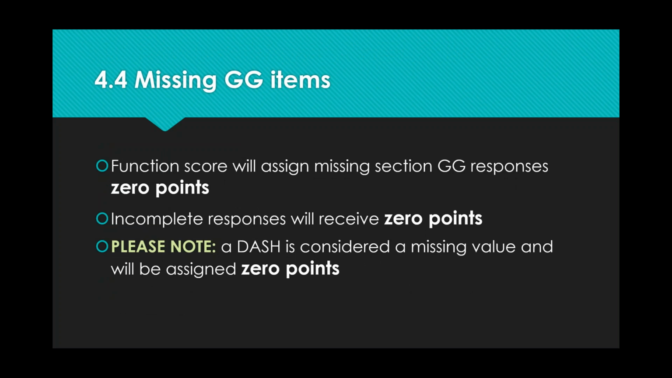Now this is going to be something that we're really going to have to focus on over these next few months: making sure that we're coding correctly, that we're coding accurately, and that we're not missing any items. So functional scores will be assigned 0 if there are any missing sections. Any incomplete responses will be a 0, and a dash is considered a 0.